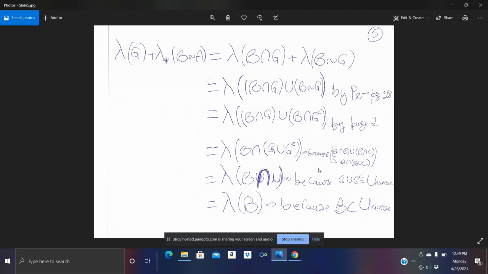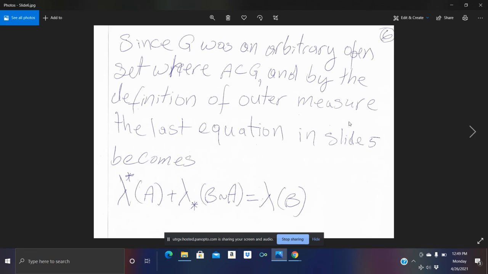little bit left to show, because we have G here. We said that G was an arbitrary open set where A is a subset of G, and we know by the definition of outer measure, right? So we're able to replace the measure of G, which is an open set, where A is a subset of G, and this is actually the outer measure of A, right? So this finished the first part of the proof.